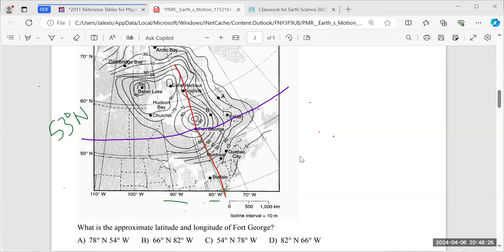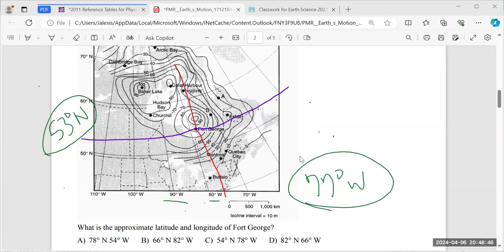And you'll notice it's between 70 degrees west and 80 degrees west. So if I was to do an estimate, it looks to be about 77 degrees west, right? 77 degrees west. And when I look, the answer that has 53 degrees north and 77 degrees west, which one's the closest? It looks to be choice C. All right. Once again, your latitude measures degrees north and south, and your longitude right here measures degrees east and west.